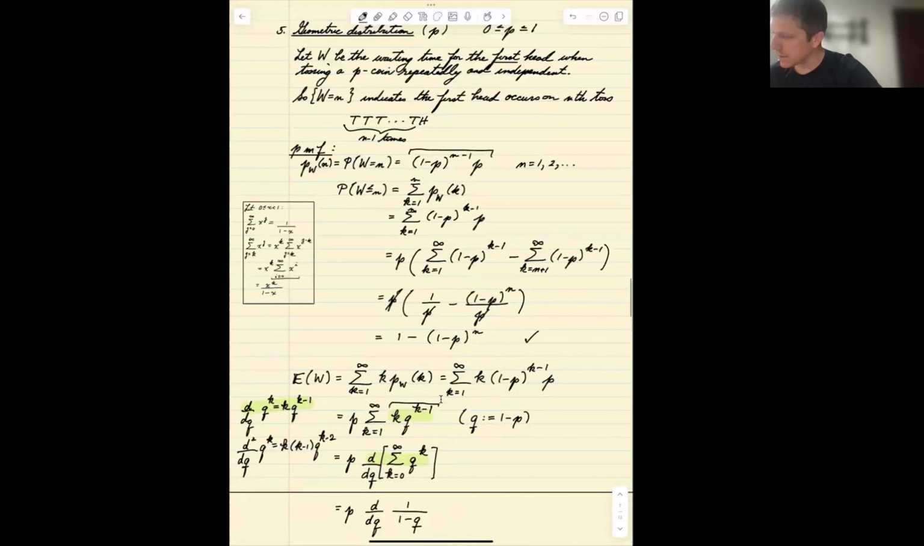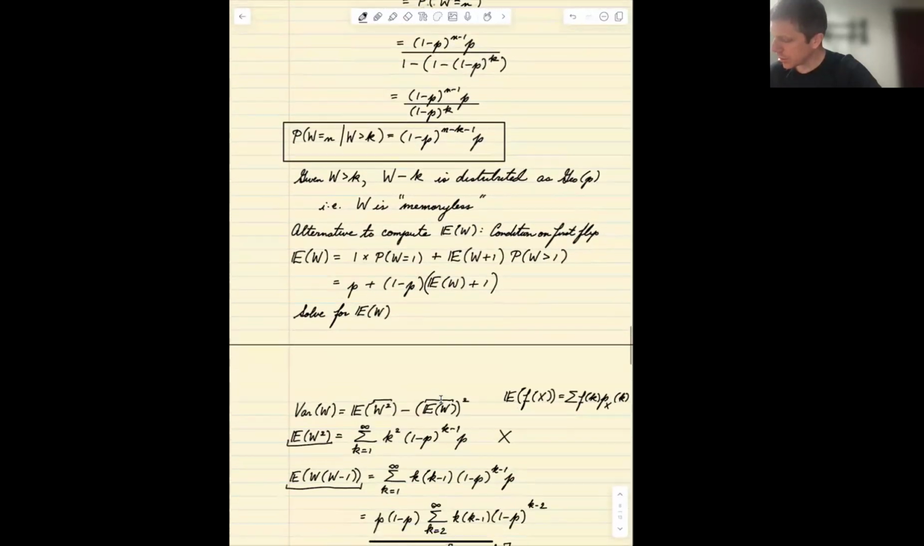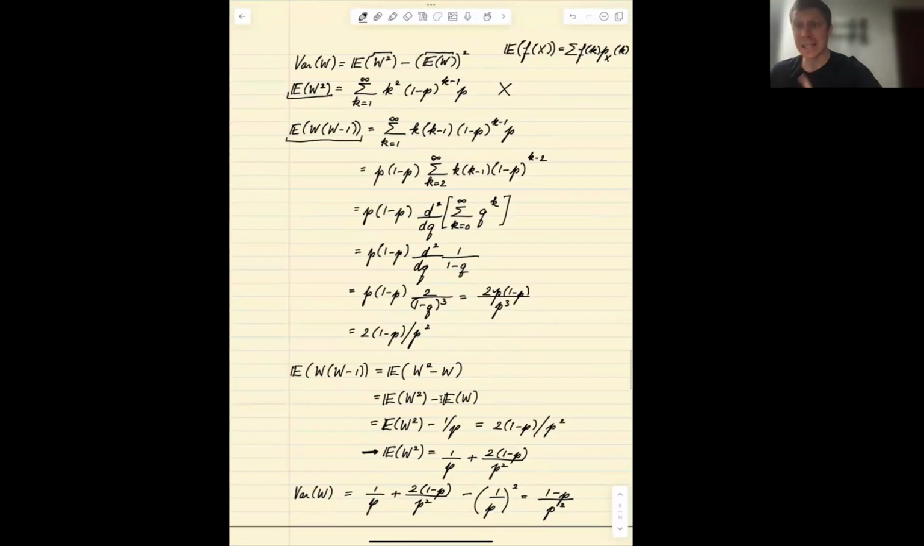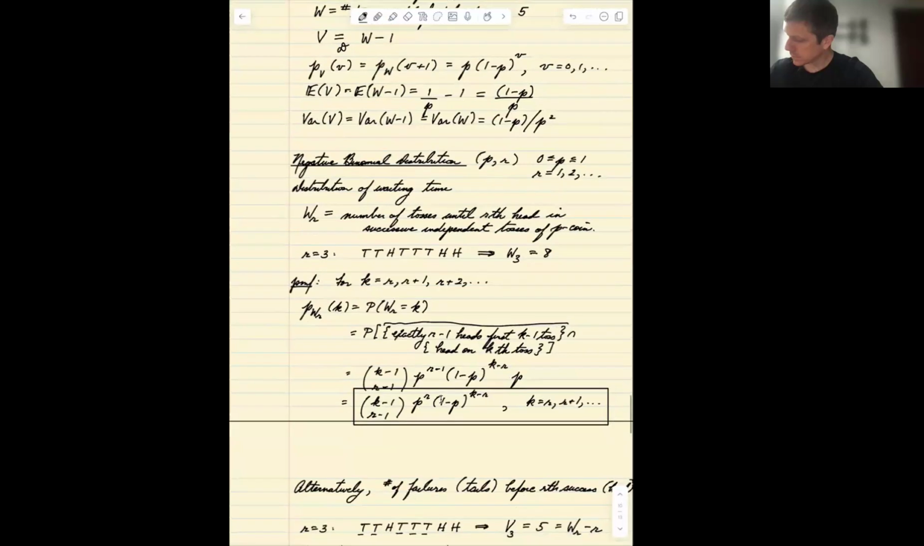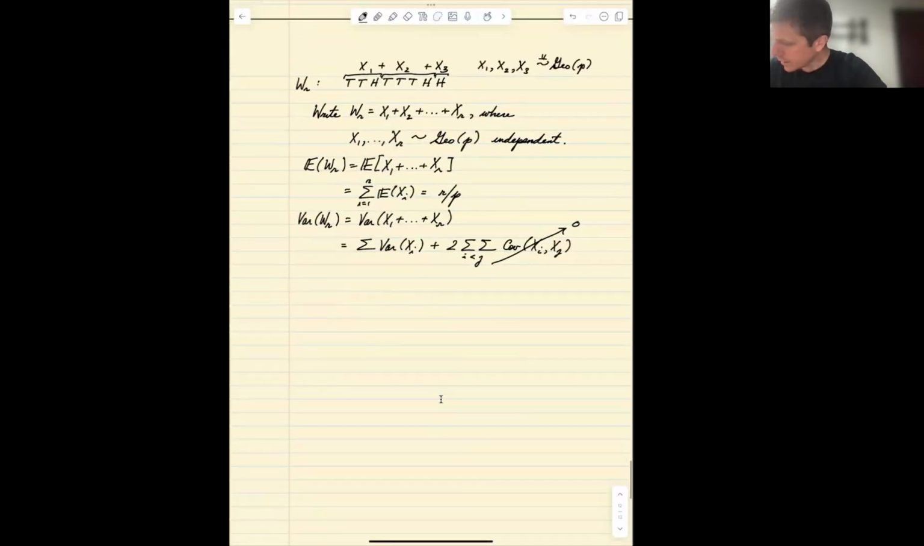In the case of the geometric distribution, we calculated the variance of W, the waiting time, is (1 minus P) over P squared. So this is going to be R times (1 minus P) over P squared. Now, that's a nice trick, and that's a quick way to do it. We do want to be able, if we have to, to calculate it the old-fashioned way. So that's approach number 1.